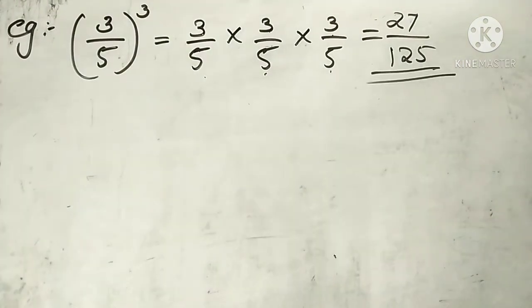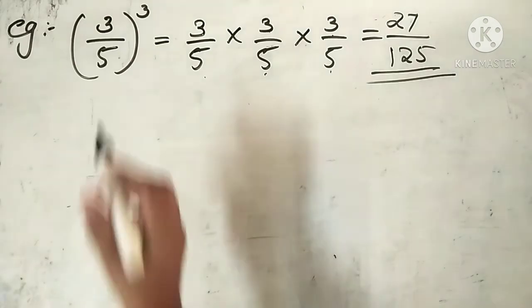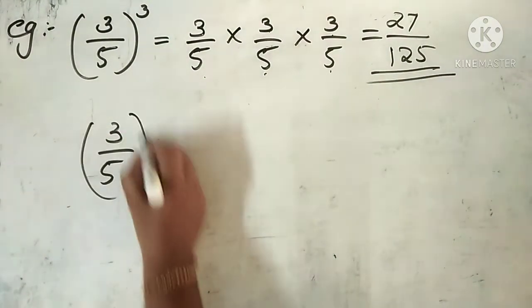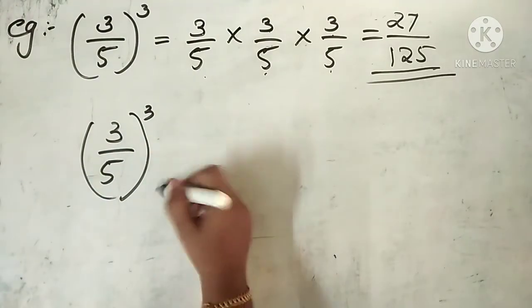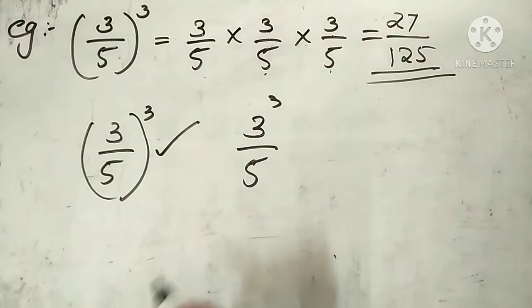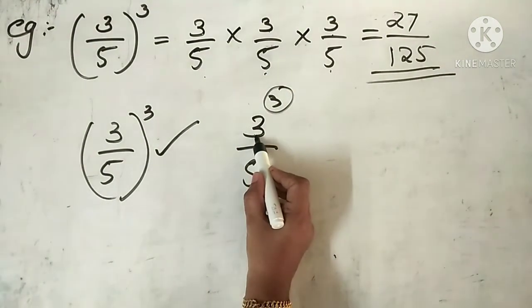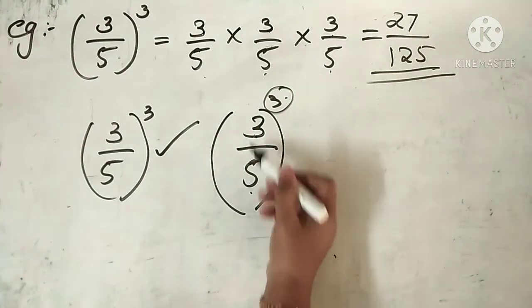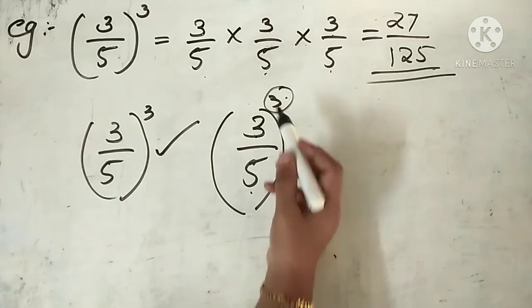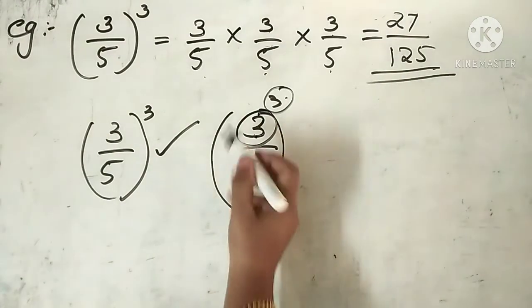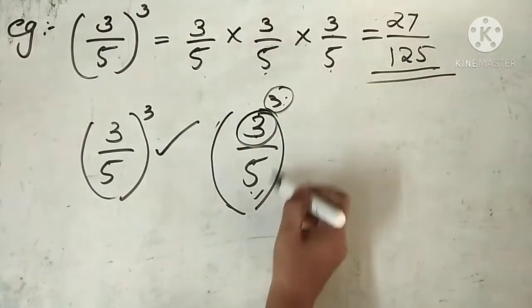Answer is 27 by 125. And one thing to note down is when we put power for the fraction, we have to put the bracket like this. This is the correct method. If we put it like this, this is wrong because this power is only for 3. Only if we put the bracket, the power comes for both the numbers, for the whole fraction. Otherwise, this power is only for the numerator. So make sure that you put the bracket and give the power for the whole fraction.